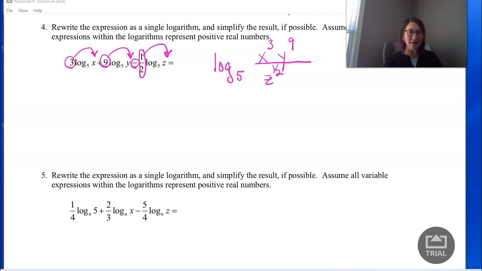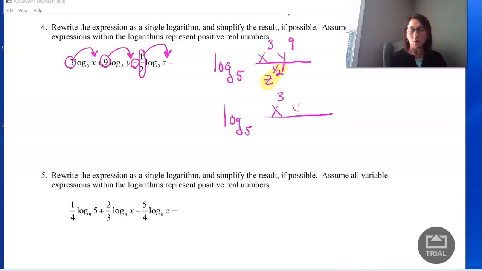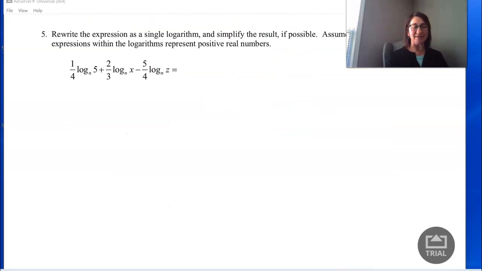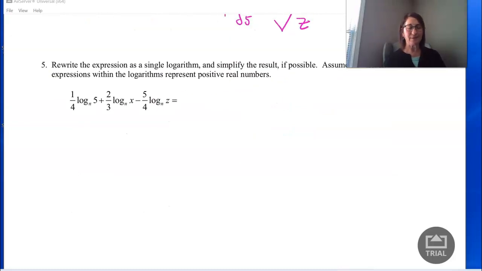Again, not loving that I've got a fractional exponent, so I'm just going to change that. So log base 5 of x cubed y to the 9th over the square root of z. Done, done, done. Okay. Let's look at this next one.